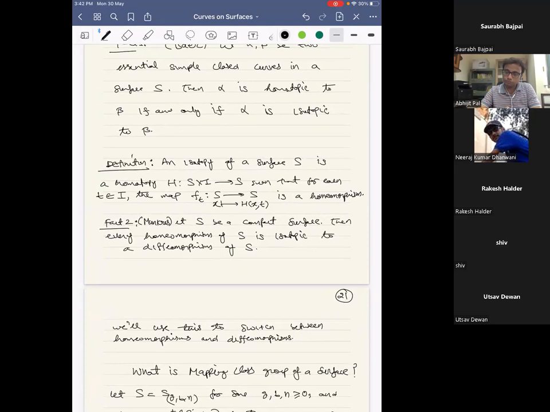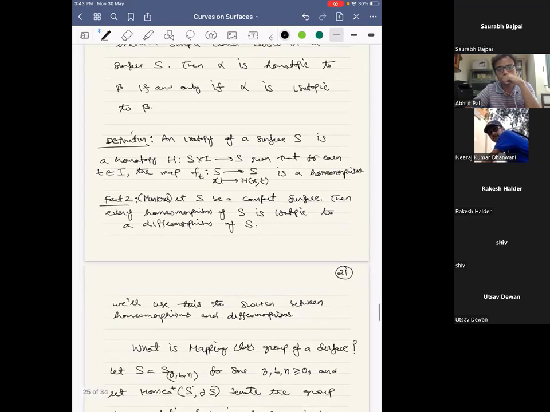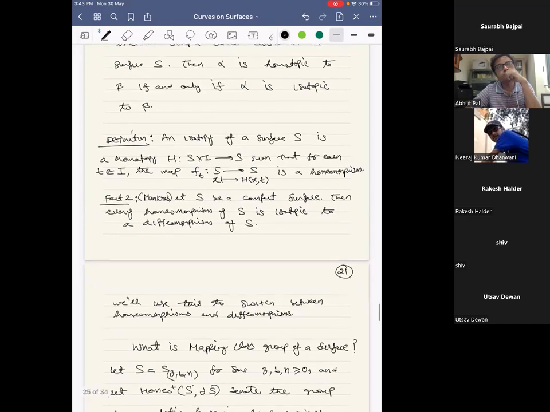Okay, so this is again another fact. This is a result in differential topology, and its proof goes back to Munkres. So again, let S be a compact surface. Then every homeomorphism of S is isotopic to a diffeomorphism. So this is a very strong result. You can change the category completely. Once you are working with homeomorphisms, instead you can work with diffeomorphisms, whatever is convenient to you. Depending upon the convenience, you will change between homeomorphism and diffeomorphism.